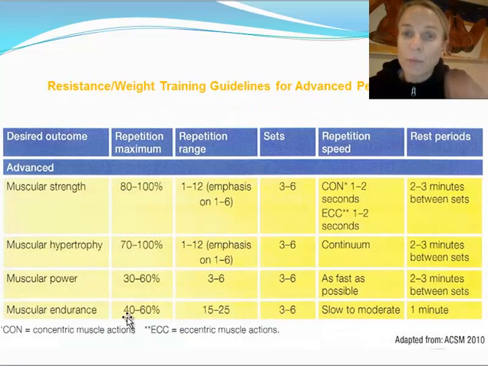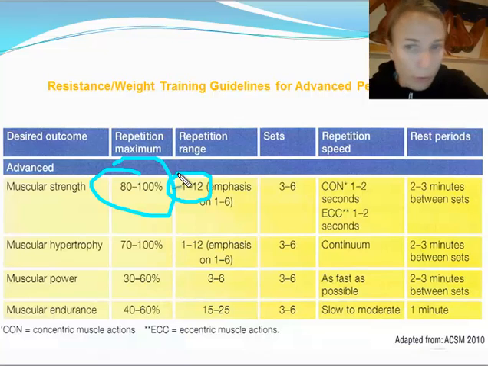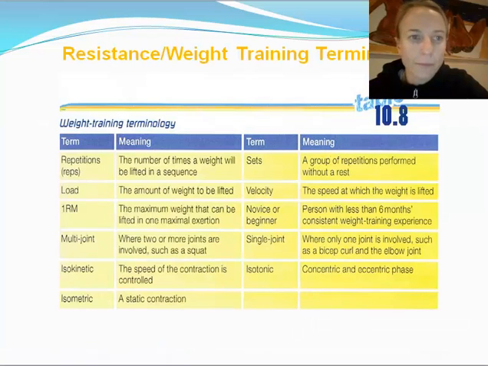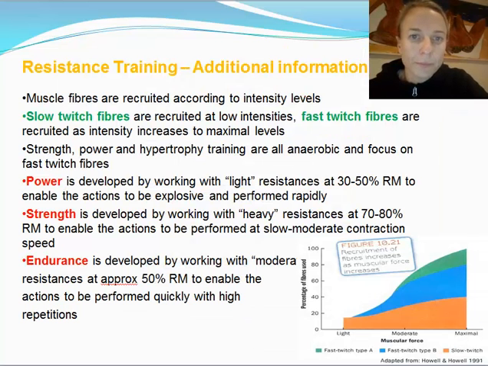Now these guidelines differ slightly for someone who's more advanced. As you can see, for a more advanced performer, your strength weight would go closer to your repetition max, and you would probably not be able to do as many of them. So how many you do might be limited to maybe 2, 3 or 4. So that's the main difference there. If you're unfamiliar with the terminology associated with weight training, have a look at this table.